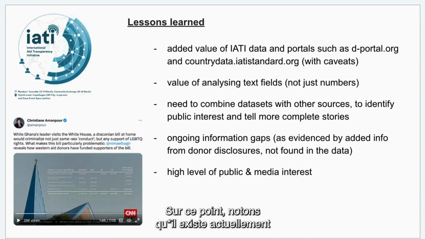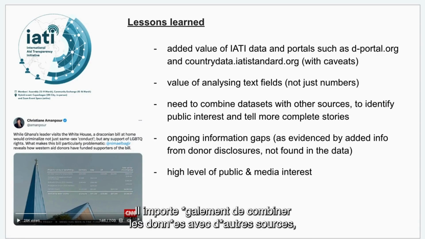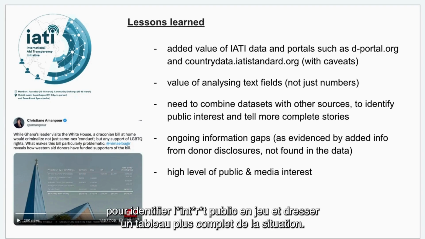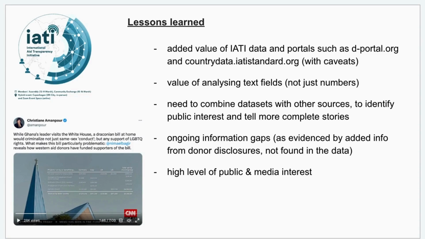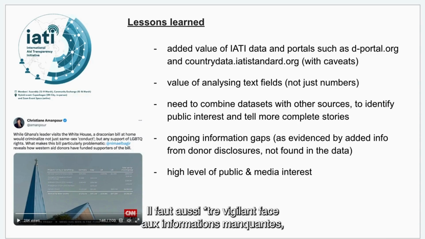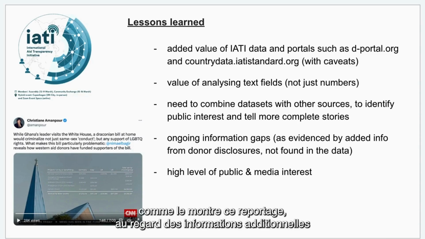And on this, it's important to note that there are currently really variable levels of information and text in the title and description fields of project records between different donors, and also within the records of individual donors, so the amount of information can be quite variable. There's also the need to combine data sets with other sources to identify public interest and tell more complete stories.